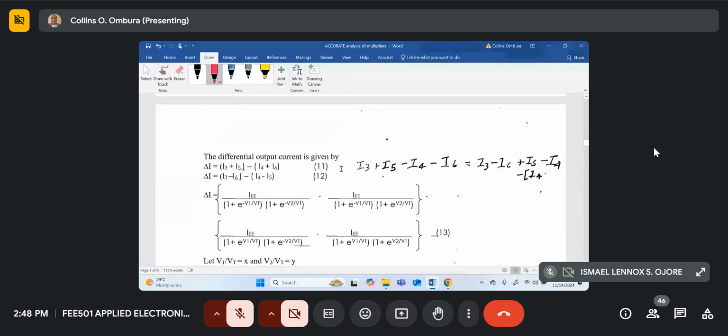Now, this differential current 11, I've just rewritten it this way. If you open the brackets of 11, you'll get I3 plus I5 minus I4 minus I6. And if you rearrange this, you can write this as I3 minus I6. I want it in this form, I3 minus I6. So I've just combined this I3 and this I6. And then I'll remain with I5 minus I4. But I want to put it in the form of I4 minus I5. It will still be the same thing.